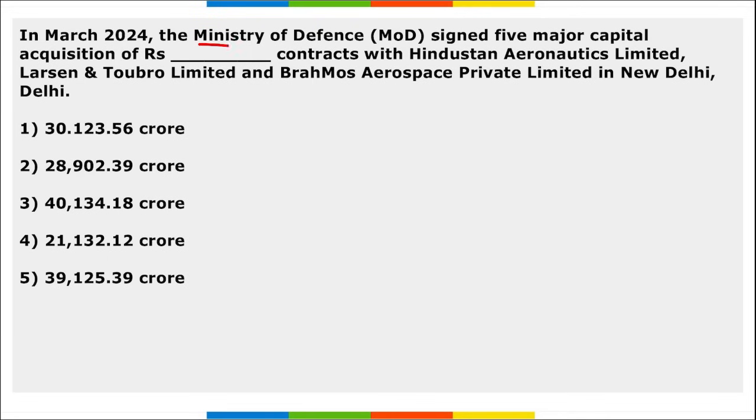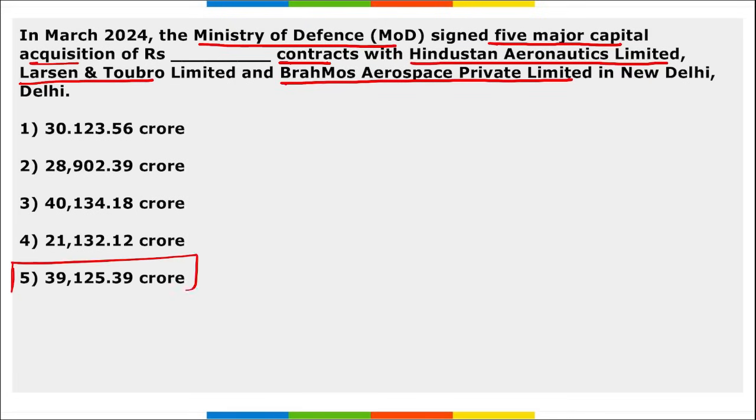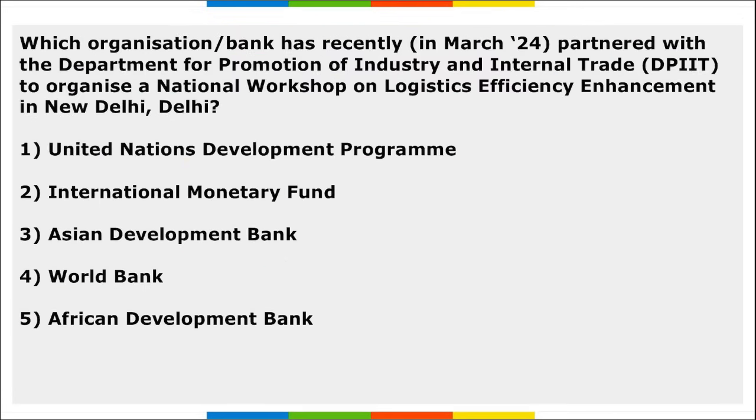Next, the Ministry of Defence signed 5 major capital acquisition contracts with HAL, that is Hindustan Aeronautics Limited, L&T, and BrahMos Aerospace Private Limited in New Delhi. So the Ministry of Defence signed these 5 major capital acquisitions. They were worth 39,125 crore rupees, and they were with Hindustan Aeronautics Limited, L&T, and BrahMos Aerospace Private Limited.